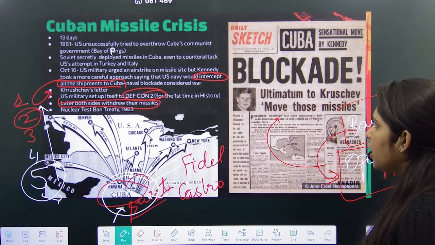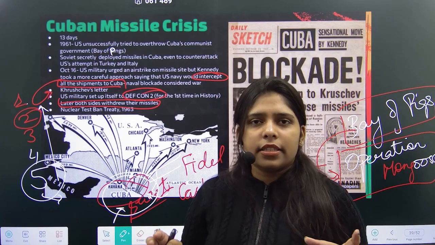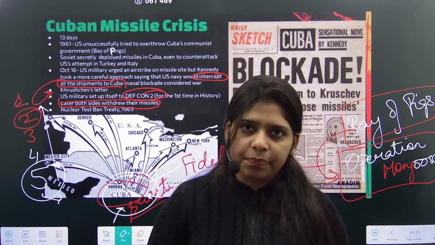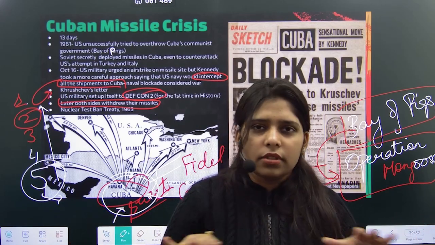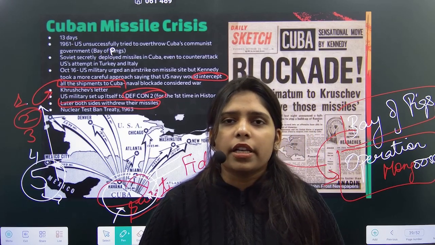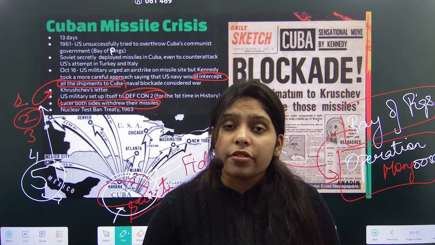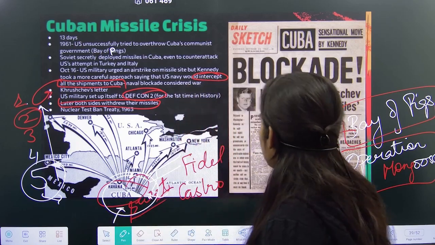Now see, I told you, the setting up of missiles on both sides brought the world to the stage of a nuclear war. The US presses the button, Russia presses the button. Done. Brinkmanship. This is what I was talking about when I discussed the characteristics of the Cold War. Brinkmanship, and the Cuban Missile Crisis was one such aspect.